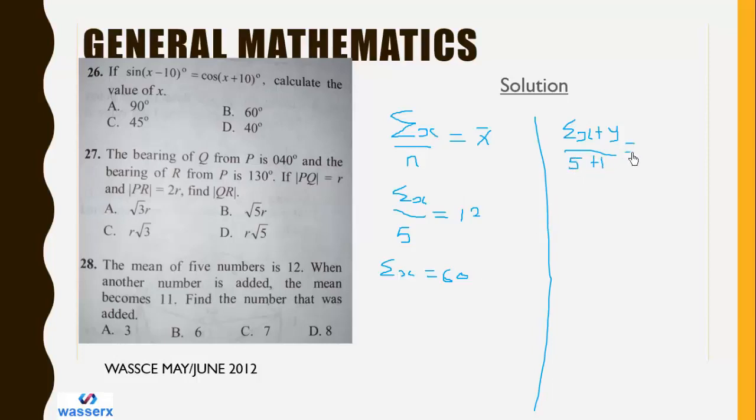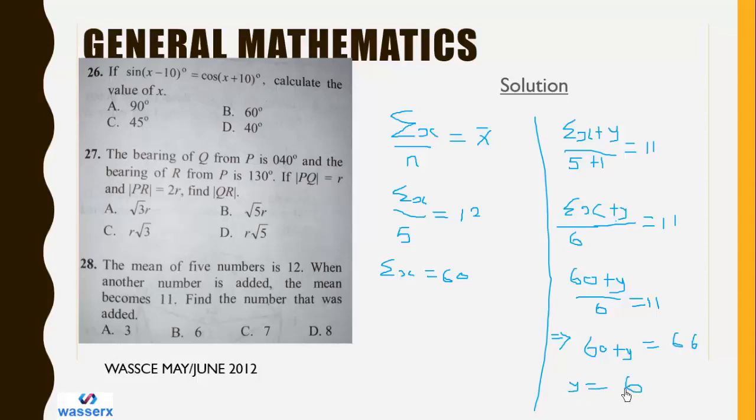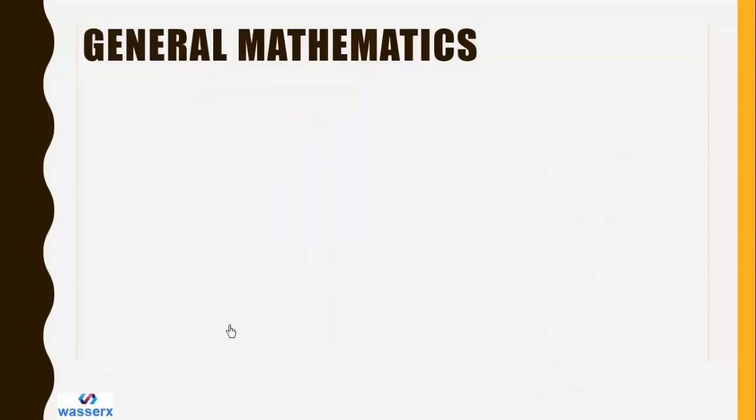So if we add one number, then the n increases to 6. So we have sigma x plus y, all over 6, is equal to 11. But we know the sigma x already to be 60. So we have 60 plus y over 6 is equal to 11. Hence, we have 60 plus y is equal to 66. Hence, y is now equal to 6.